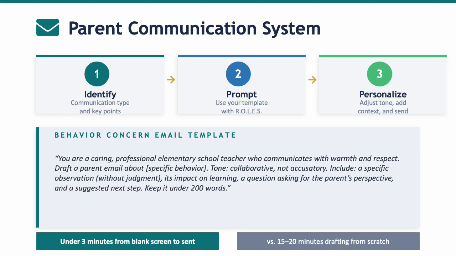Now the next step is where you would personalize. You should swap in the actual context, adjust the tone based on your relationship with the parent, and add any detail the AI couldn't know. The total time from blank screen to the sent email should be under 3 minutes. Now compare that to the 15 to 20 minutes it often takes to draft a sensitive parent email from scratch. Multiply that by the 5 to 10 parent emails a week many teachers send, and you're saving 1 to 2 hours per week on this one task alone.